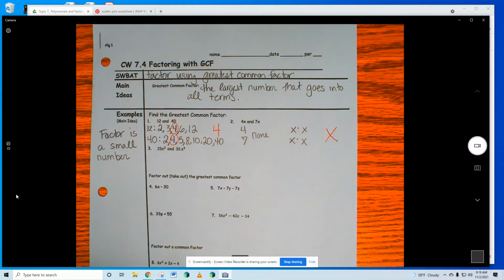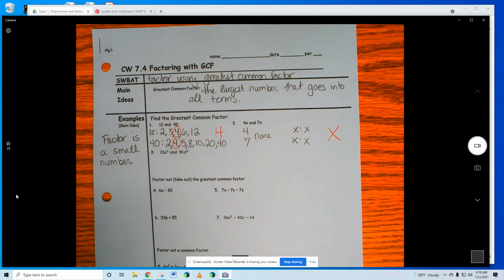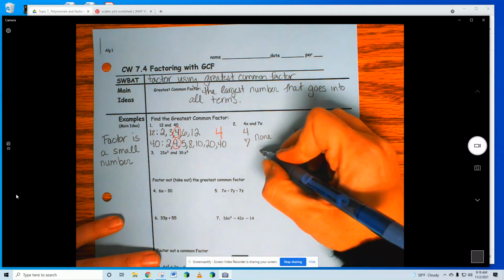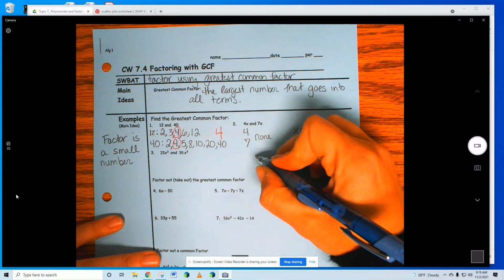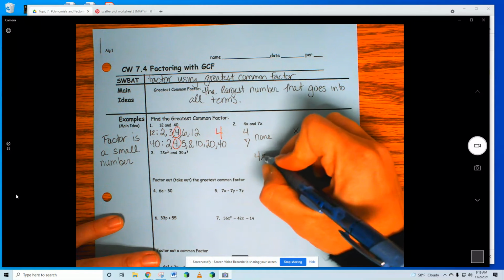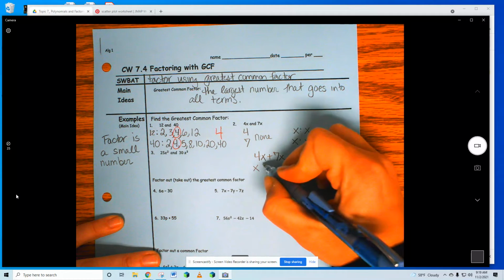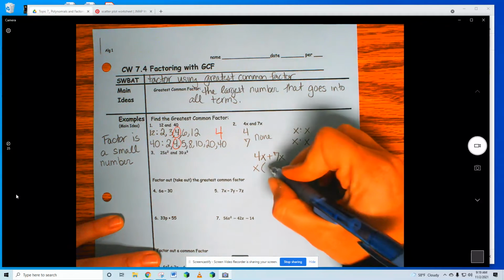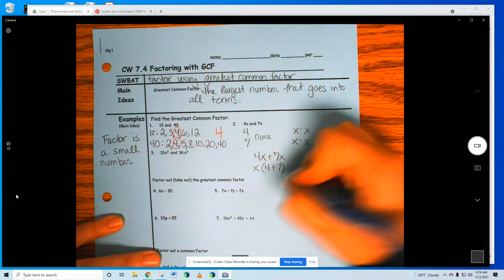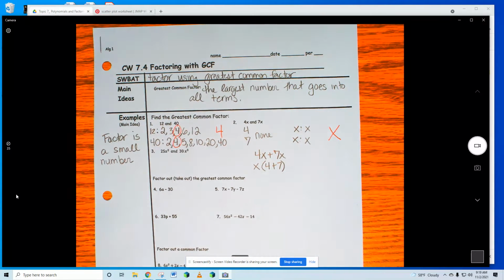What I'm doing on this paper right now is the elementary school method. What happens in algebra is this. Let's say they were 4x plus 7x. I would factor out an x, and then I would only have inside 4 plus 7 left. That's what we're doing in Algebra 1. So we're bumping it up a level.